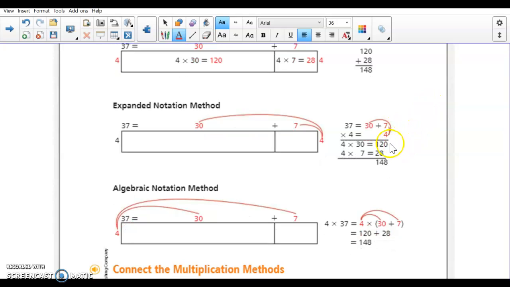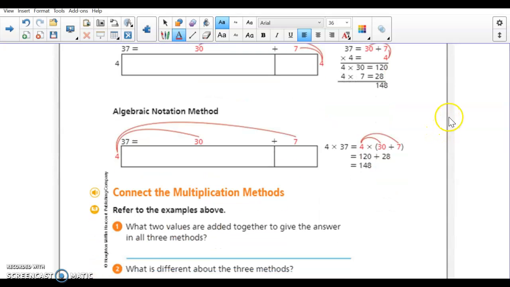Row 3 down here is 4 times 30. That's what you got in this first box. We didn't write it here, but we could have. 4 times 30 is 120. And then, like our second step up here, we did 4 times 7 in our ones, 28. Then we combine those again and add them, just like we did up here. These methods are very, very similar.